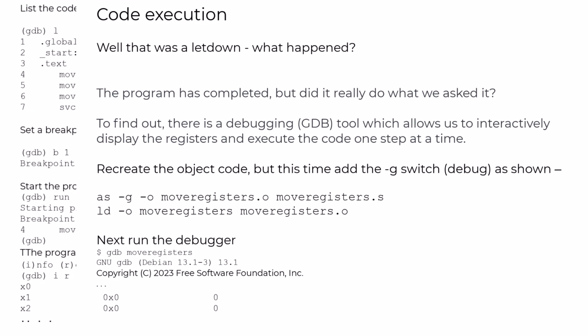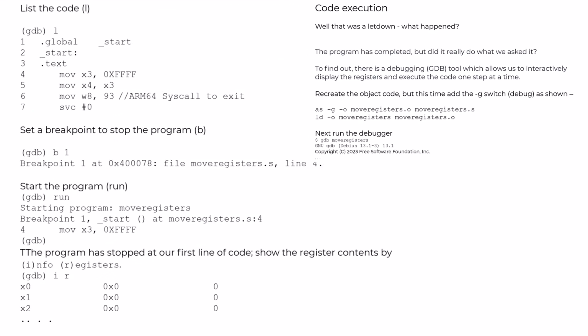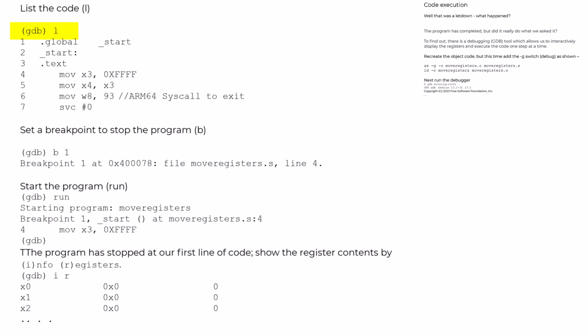We will show a few basic commands here. If you want to list the code, we can enter l, and then this will list the source code. Then we can set a breakpoint. So we don't want to execute the code to completion at this point. We want to stop it and run it one step at a time. We enter b 1, which sets a breakpoint at the first line of code. And then we run the code so it stops at the breakpoint.